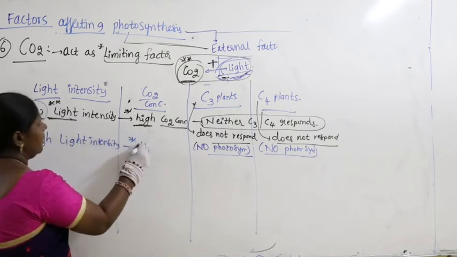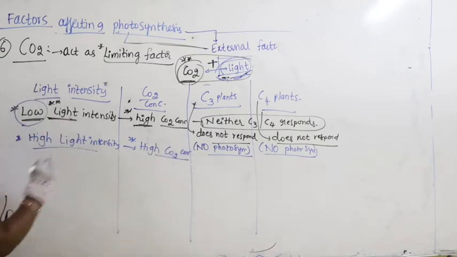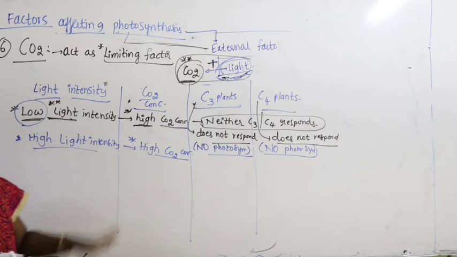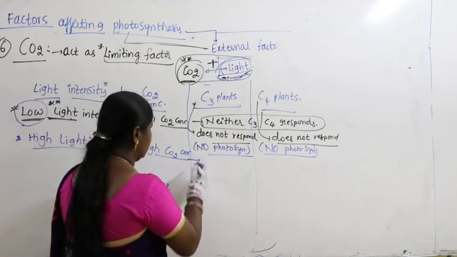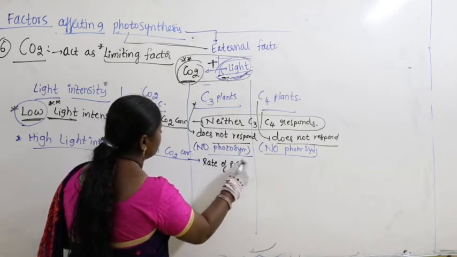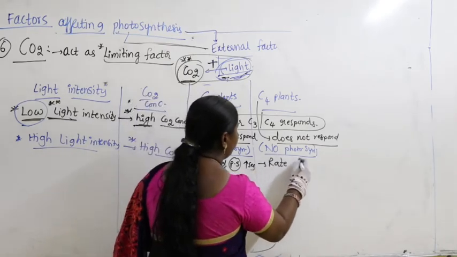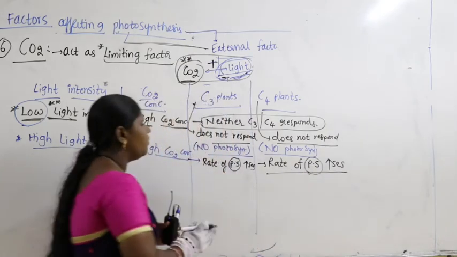Right. Next is at the same time high carbon dioxide concentration. See here, both the conditions are favorable. Light intensity is high, carbon dioxide concentration is also high. Both are high: high light intensity, high carbon dioxide concentration. Then the rate of photosynthesis increases in C3 plants, and in C4 plants also the rate of photosynthesis increases. In both plants you can see.